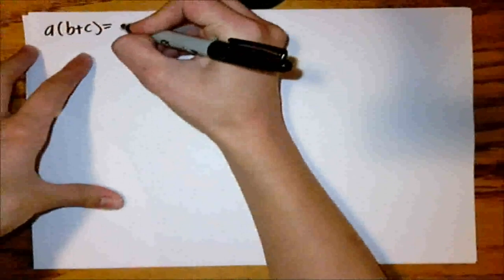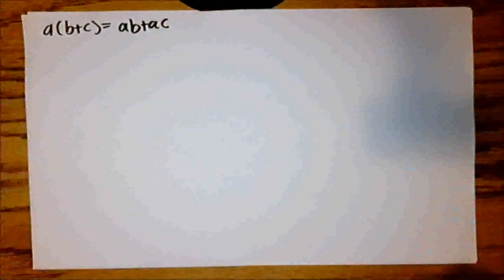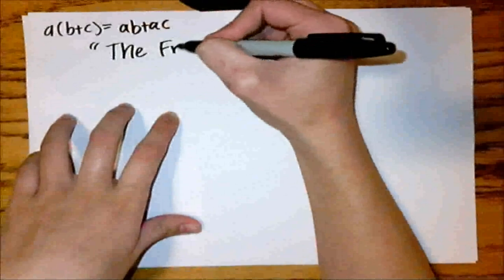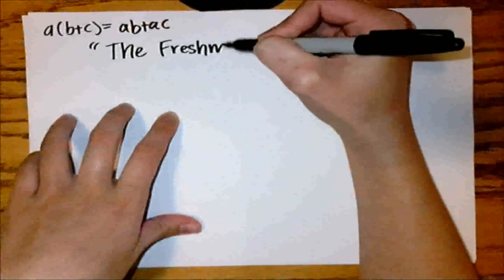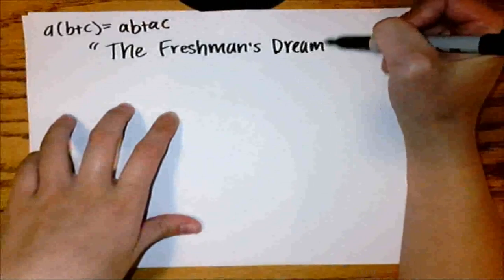So when kids get to high school algebra, they learn all about the distributive property. For example, they learn that a times (b plus c) equals ab plus ac. Then they're introduced to exponents, where we always encounter a problem called the freshman's dream. Now, this is when students try to distribute an exponent to an entire expression.